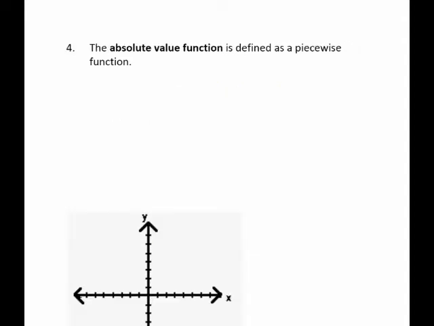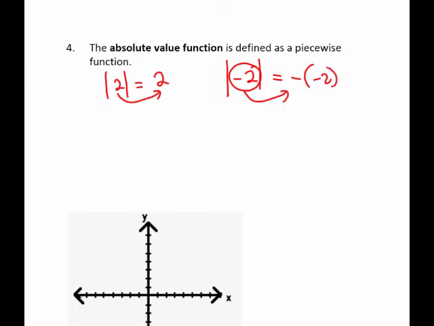Now, speaking of piecewise functions, the absolute value function is, by definition, a piecewise function. Just to recall, the absolute value of a number is the number itself if this number is positive, and if this number is negative, the absolute value is the negative of this negative number. In other words, the output of an absolute value is always positive.